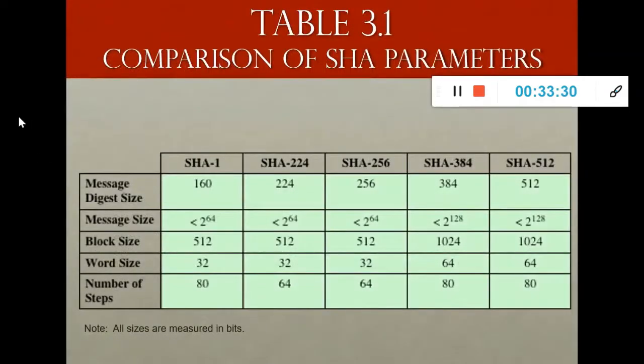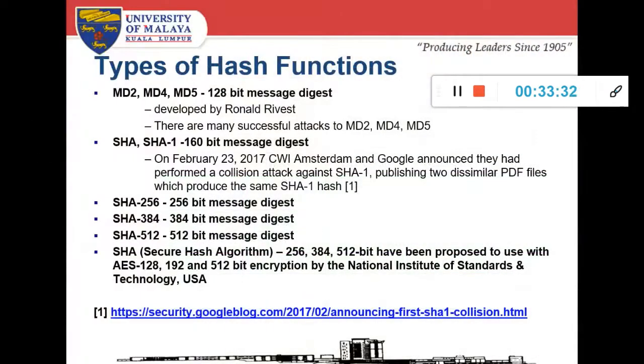So you have types of hash function. You have MD2, MD4, and MD5, developed by Ronald Rivest. There are several attacks on MD2, MD4, and MD5. They are based on the simple hash function. The stream cipher RC4 uses this one, if I'm not mistaken.